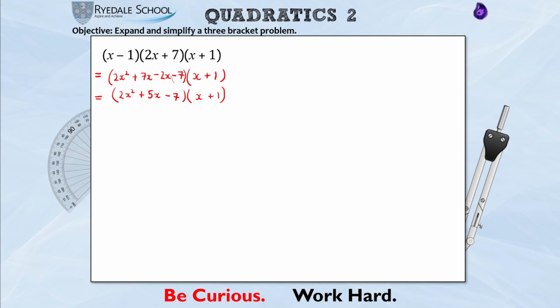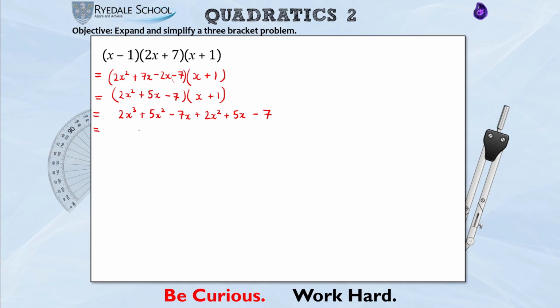Are you getting the hang of this? Do you see what we need to do next? We're going to times each of these three terms by x and then each of these three terms by 1. So let's times them all by x. 2x squared times x, 2x cubed. 5x times x, 5x squared. Negative 7 times x, negative 7x. Times them all by 1, my favourite number to multiply by because they don't change. So we get a 2x squared, a positive 5x, and a minus 7.